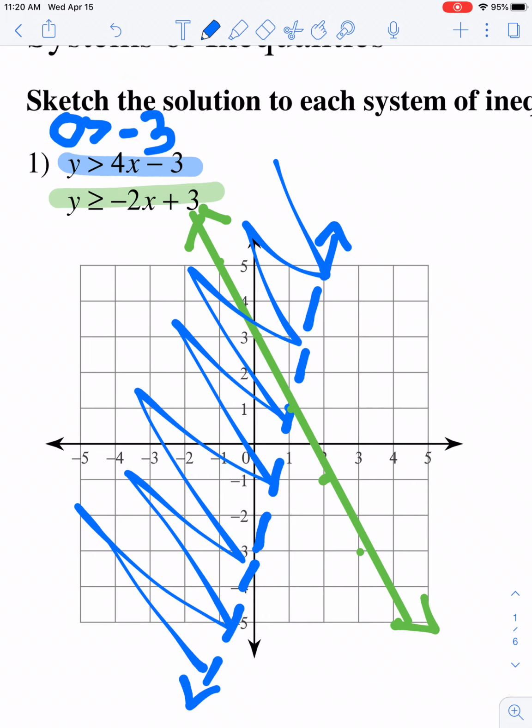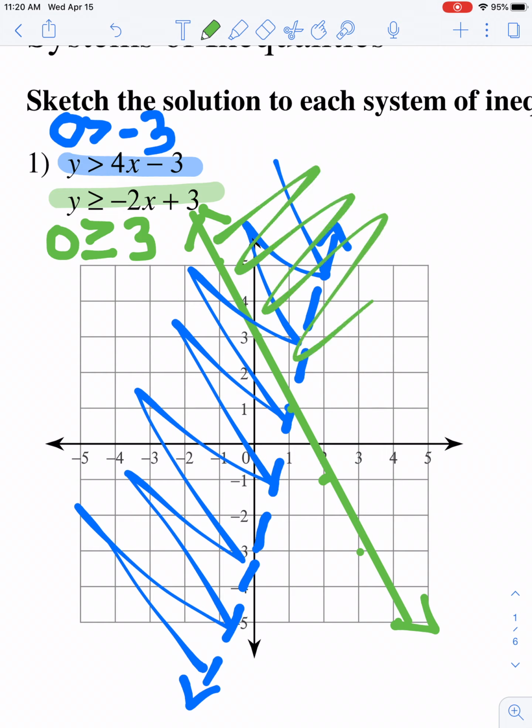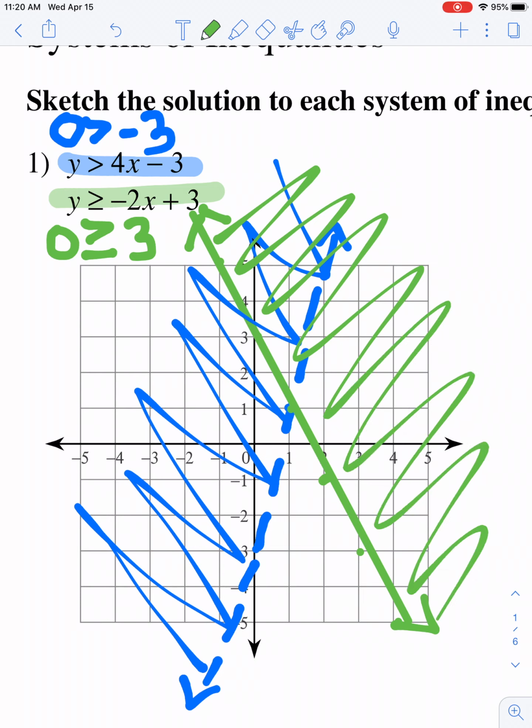Okay. The second one, if I use the same test point 0, 0, I would get 0. And is that greater than or equal to 3? Well, 0 is not greater than 3. So that solution does not work, which means I go the opposite direction. So I would go above the line. And where the two overlap is going to be my solution.